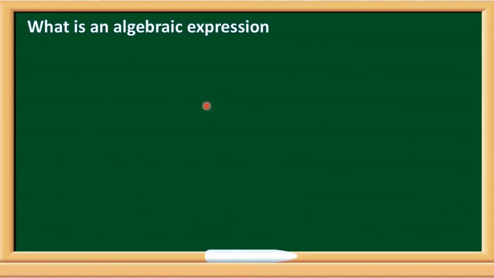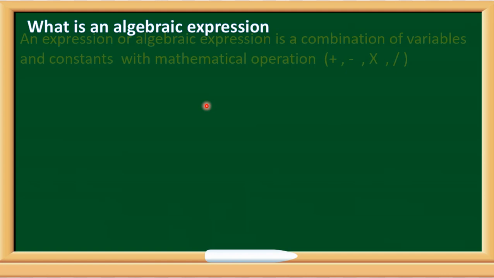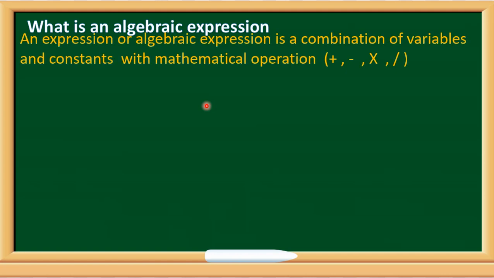Now let's take the particular definition of the algebraic expression. An expression, or we can say algebraic expression, is a combination of variables and constants with mathematical operations such as plus, minus, multiply and divide. Now here the term variable. In the previous examples we have seen x or n. So x, y, p, a, b, c, d, e are all variables. And let us consider the constants.